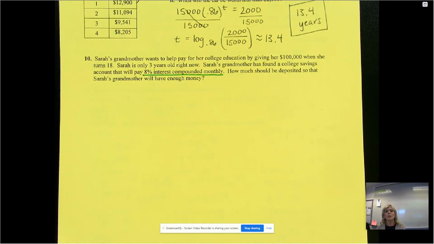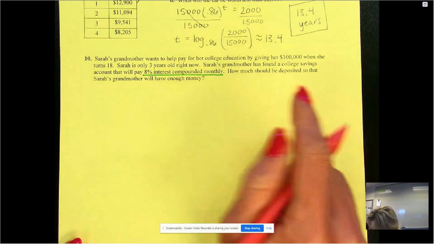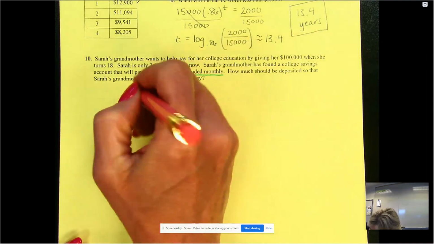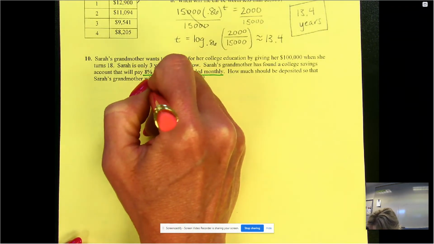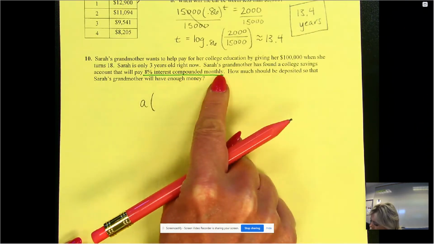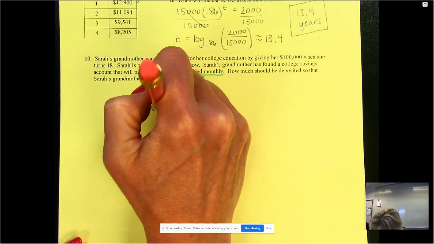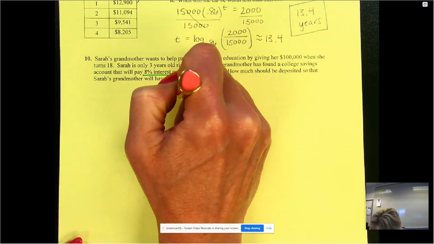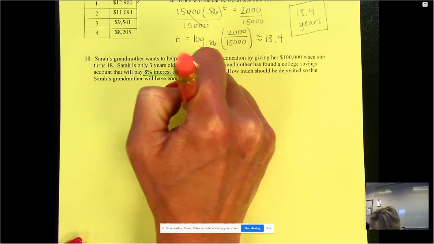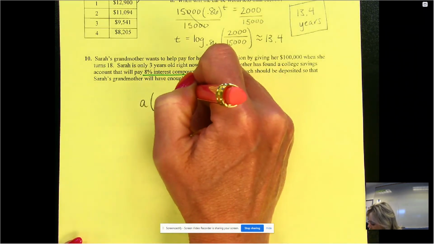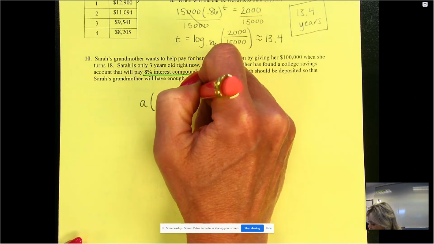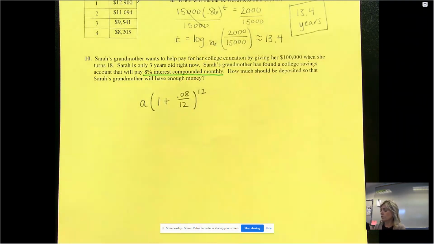Okay, so we're trying to figure out the initial amount. We know the total needs to be 100,000. So whatever that initial amount is, how much should be deposited, I'm going to call it A. And then I'm going to address this part. 8% interest compounded monthly is going to be 1 plus the 8%, 0.08, divided by 12. And then we're going to also multiply by 12 in the exponent.